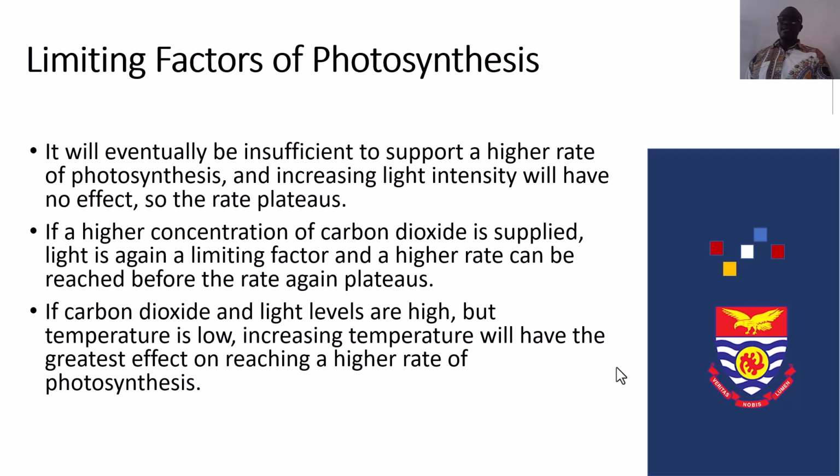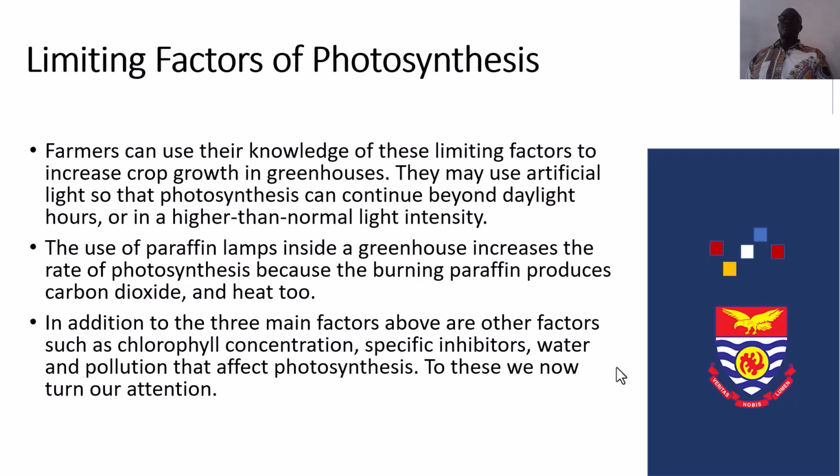If carbon dioxide and light levels are high, but temperature is low, increasing temperature will have the greatest effect on reaching a higher rate of photosynthesis. Farmers can use their knowledge of these limiting factors to increase crop growth in greenhouses. They may use artificial light so that photosynthesis can continue beyond daylight hours or in a higher than normal light intensity. The use of paraffin lamps inside a greenhouse increases the rate of photosynthesis because the burning paraffin produces carbon dioxide and heat too.